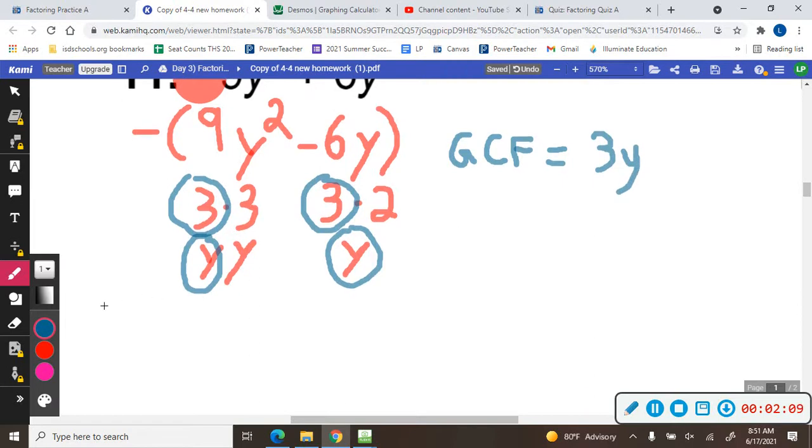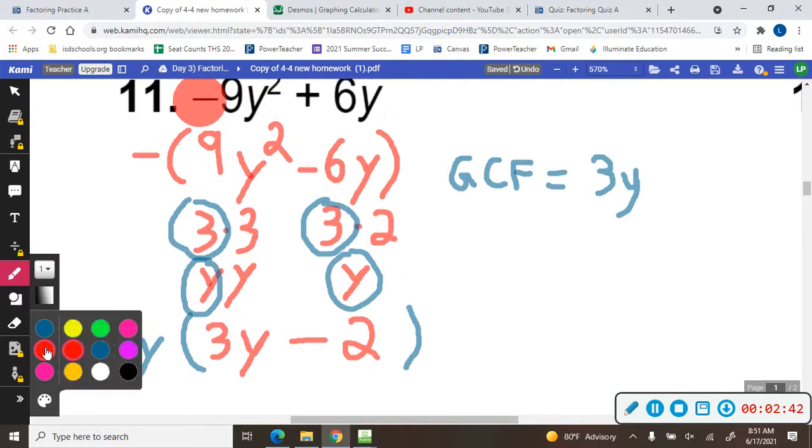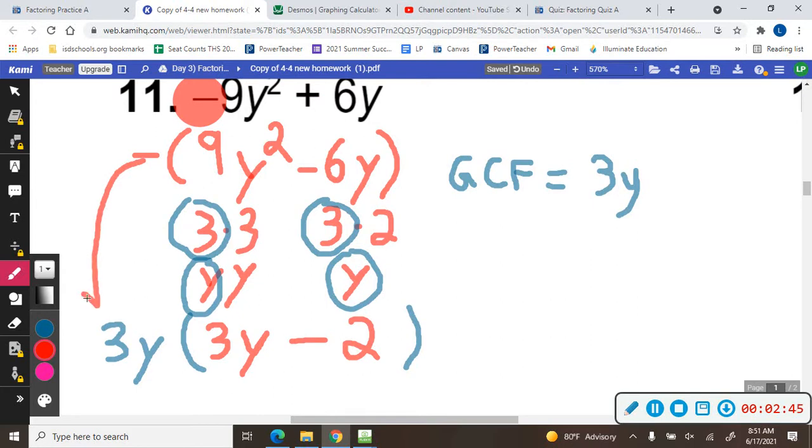So what that means is I can take out 3y, and then put down what's left. What's left is a 3y. Pull down my sign, that's a negative. And what was left here was a 2. Now if you do circle everything, some kids get confused what to put. If you circle everything, you put a 1. And then we're almost done. We can't forget about this negative that also goes out front.